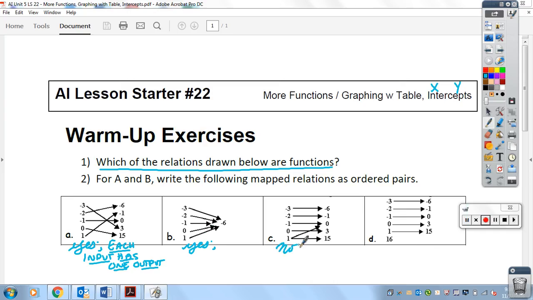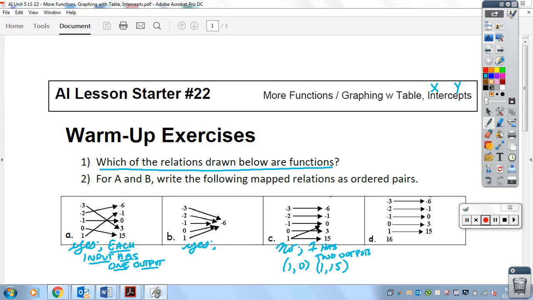C, is this one a function? The answer is no. This one has one, this one has one, this one has one, this one has one, but this one has two. So 1 has two outputs because 1 goes to 0 and 1 goes to 15. That would be 1 comma 0 and 1 comma 15, which is not okay. That x value is hanging out with two different y's.